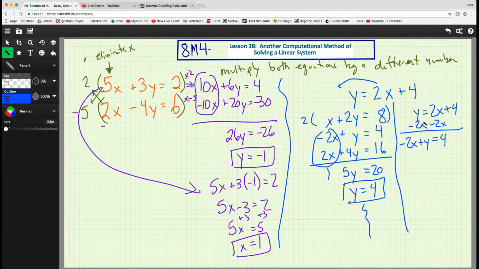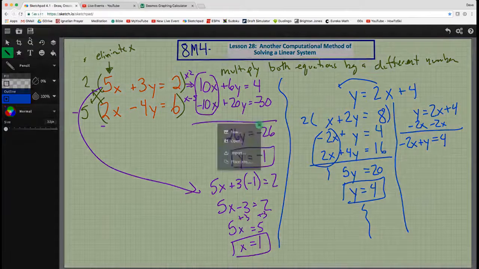So again, the key is sometimes if my variables don't line up, and you're going to have some problems like this on your homework, the key is to get your x's and y's lined up and your constants lined up to solve that type of problem. Okay, so let's go straight now to homework help.